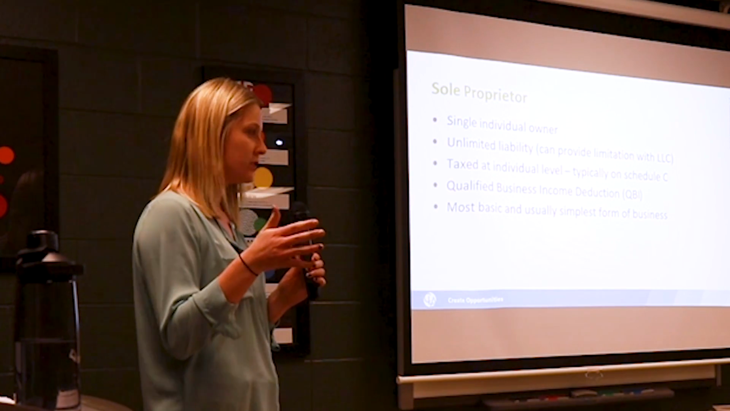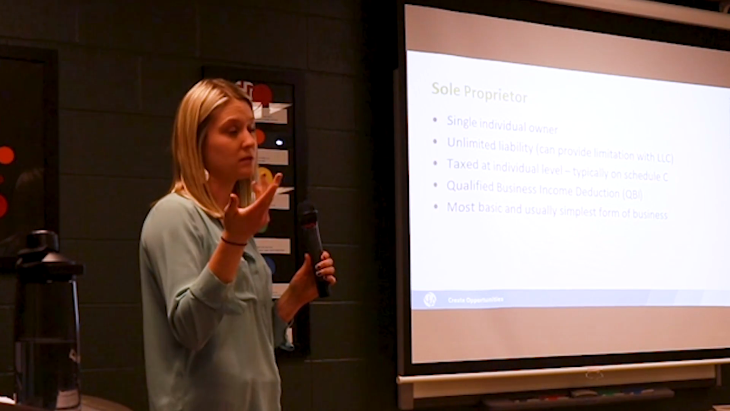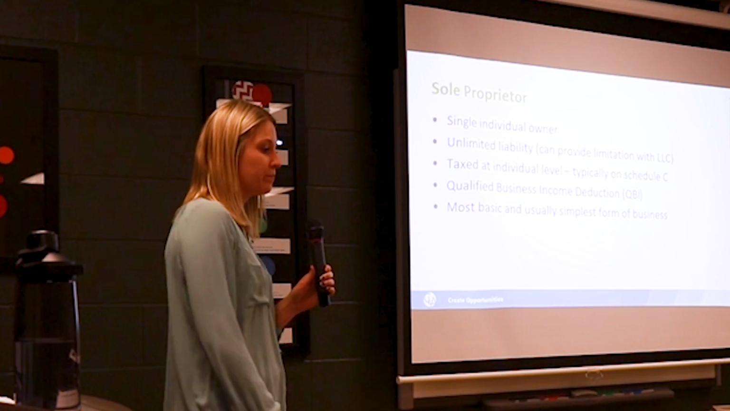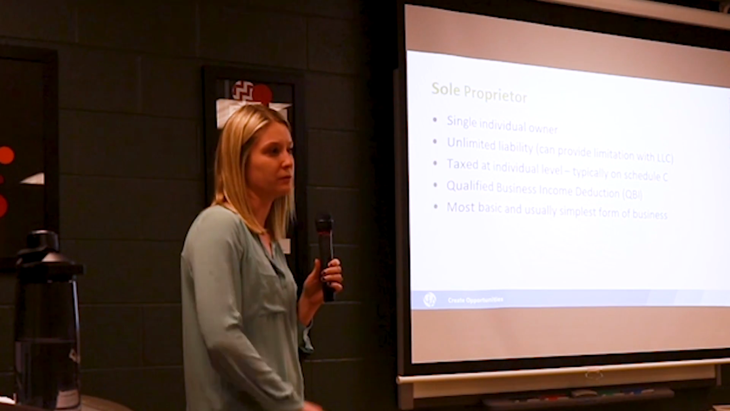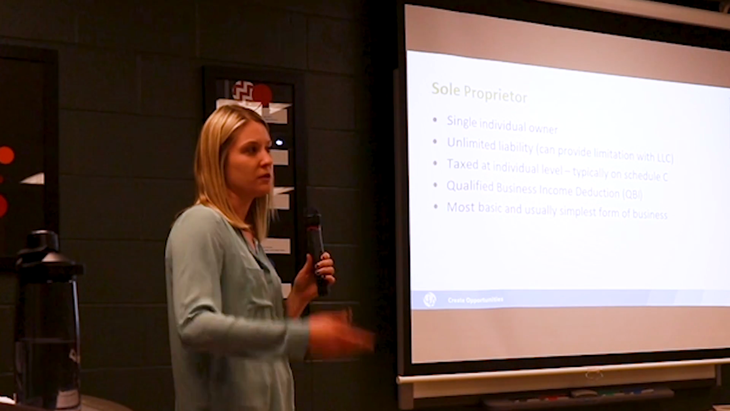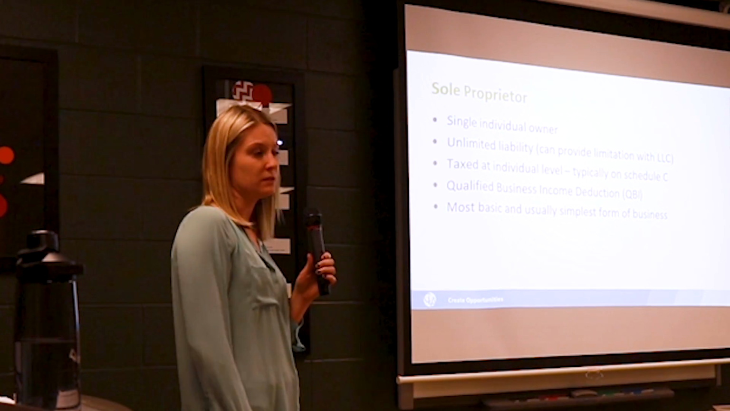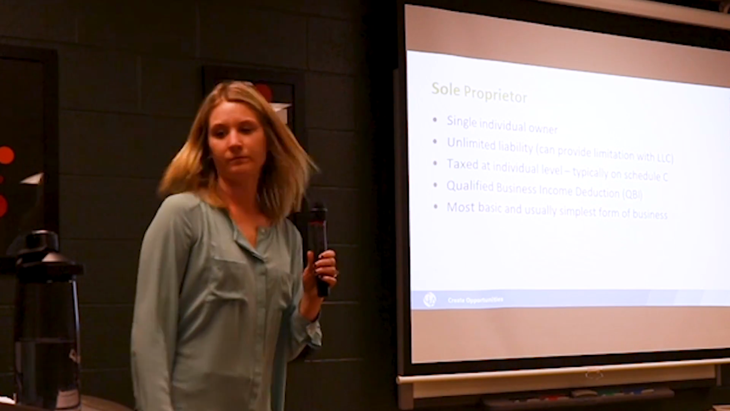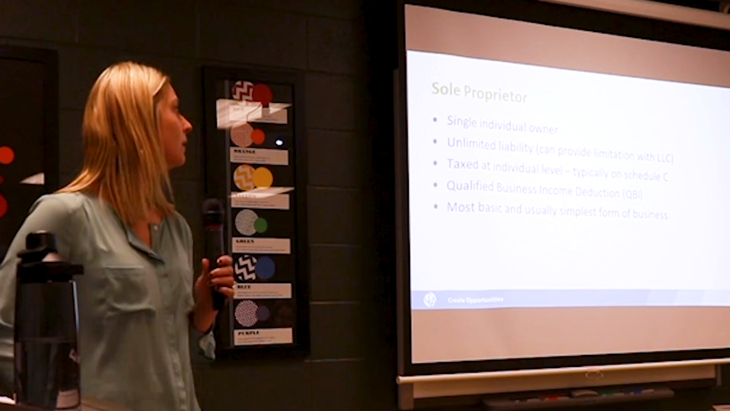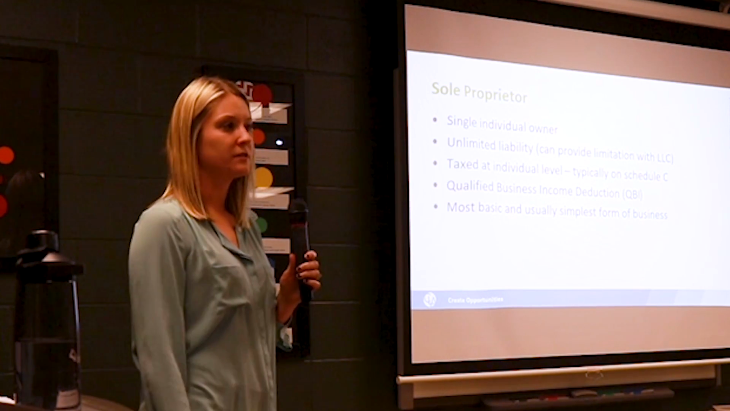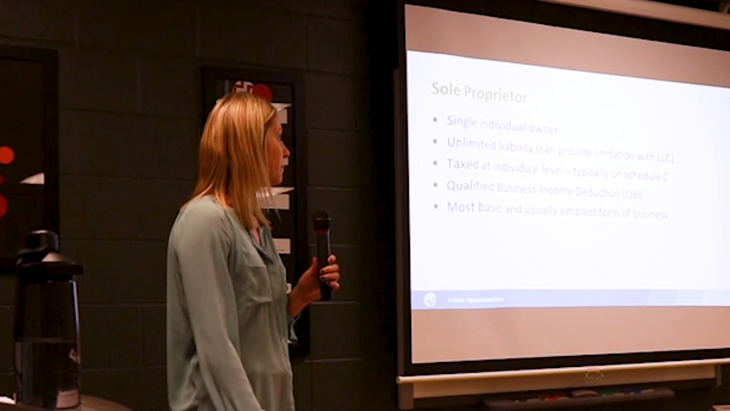But for most industries, it's just 20% of your qualified business income, which you report on your form. It has a taxable income limit too, but those get complicated. But for the majority of people, say you have $100,000 of qualified business income, you'll get a deduction for $20,000. So the sole proprietor really is the most basic and easiest thing to set up.